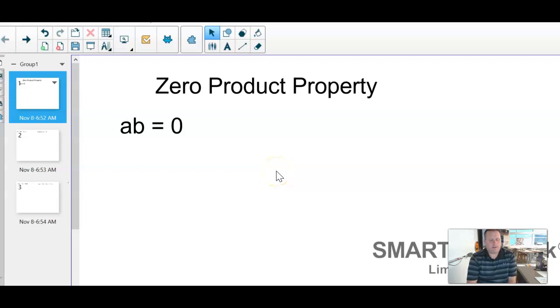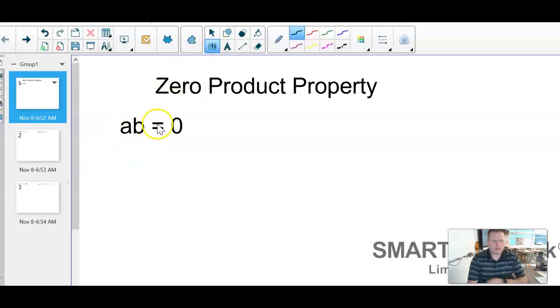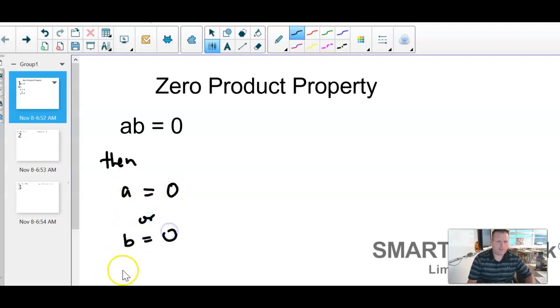All right, our next idea here is just what we call the zero product property. This is actually a quick and pretty intuitive idea. The zero product property is just this: if I have A times B, two things multiplying each other, and they equal zero, then either A has to equal zero or B has to equal zero, or they both could be equal to zero.